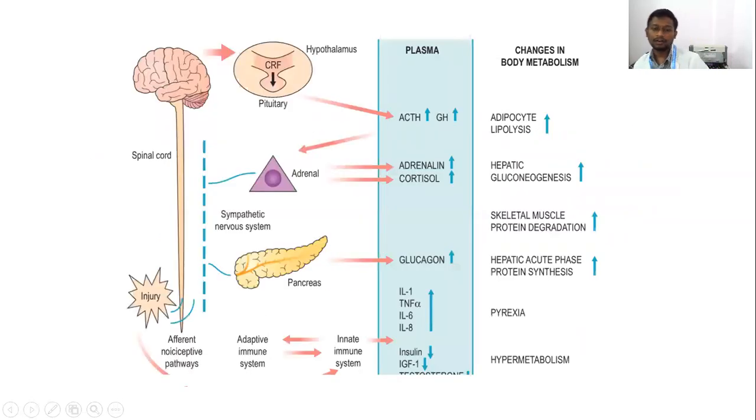And now this is a little on how the body would respond in terms of stress. You can see here, ACTH is increased and growth hormone is increased. Actually, these cause more mobilization of adipocytes or fats towards energy production, lipolysis. Adrenaline and cortisol increase. These stimulate hepatic gluconeogenesis. You have glucagon increased, and all these cytokines here. You can see these are the cytokines IL-1, TNF alpha, tumor necrosis factor alpha, IL-6, and IL-8.